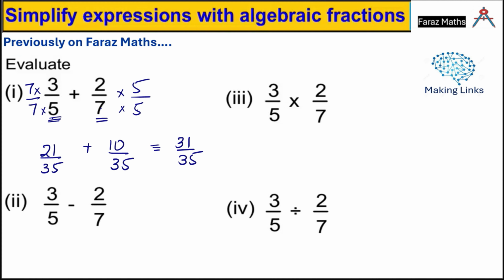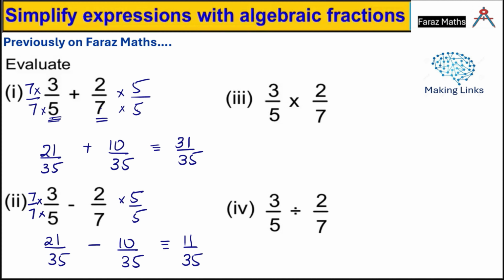In the second one, we have to do the same thing. Again, we have to make the denominators the same. First of all, check the denominator of the second fraction. What is it? 7. So we multiply by 7 over 7. Then check the denominator of the first fraction and multiply the second fraction by 5 over 5. Now the denominators will become the same. 7 3s are 21, 7 5s are 35, minus 2 5s are 10, 7 5s are 35. 21 minus 10 will become 11 over 35.